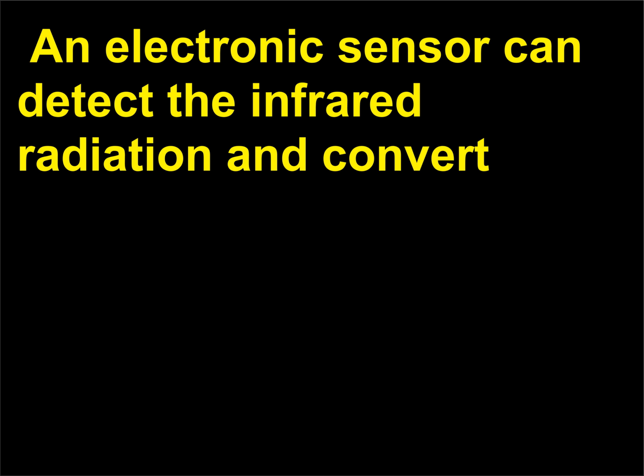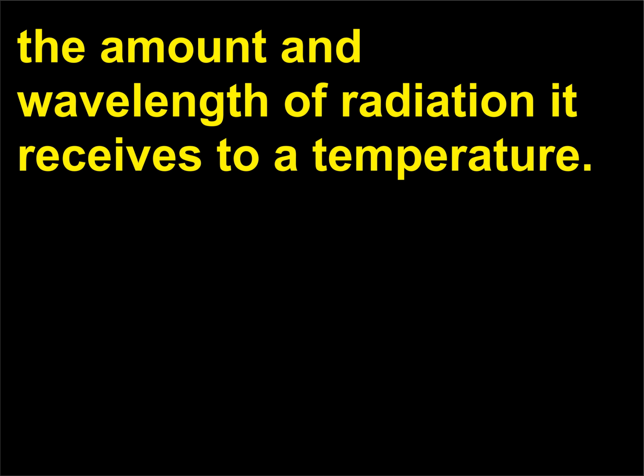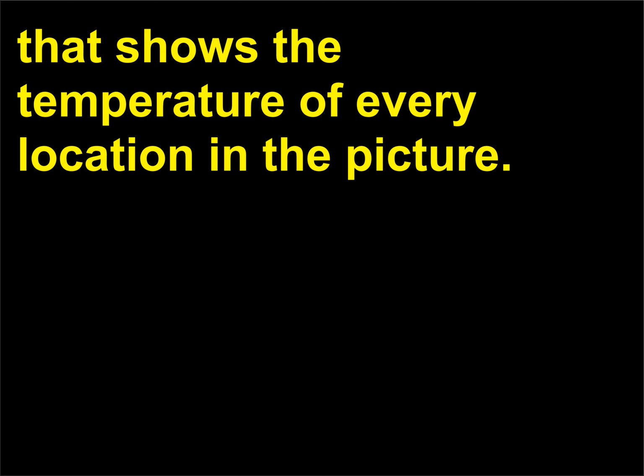An electronic sensor can detect the infrared radiation and convert the amount and wavelength of radiation it receives to a temperature. The sensors can be built into cameras that create a picture that shows the temperature of every location in the picture. Such a picture is known as a thermograph.